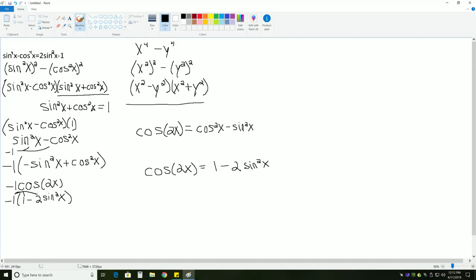And if we distribute that negative 1 that we had earlier, we'll get negative 1 plus 2 sine squared x. And that's equal to what we needed in the beginning, 2 sine squared x minus 1. When you're adding, it doesn't matter what order you go in. So negative 1 plus 2 sine squared x is the same thing as 2 sine squared x minus 1. So we have verified this identity.